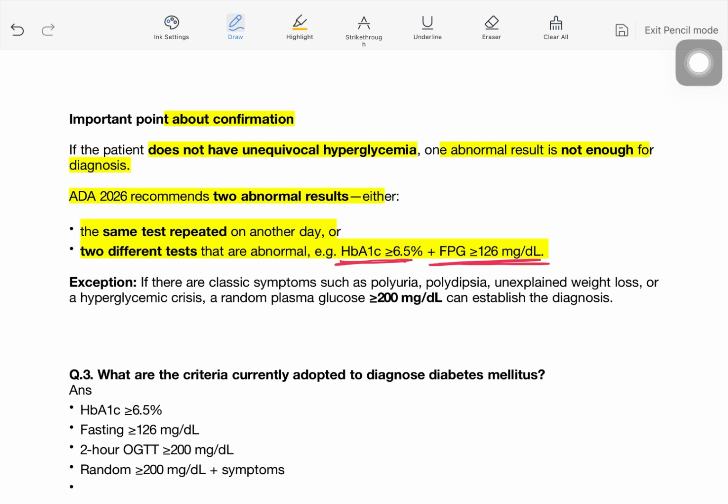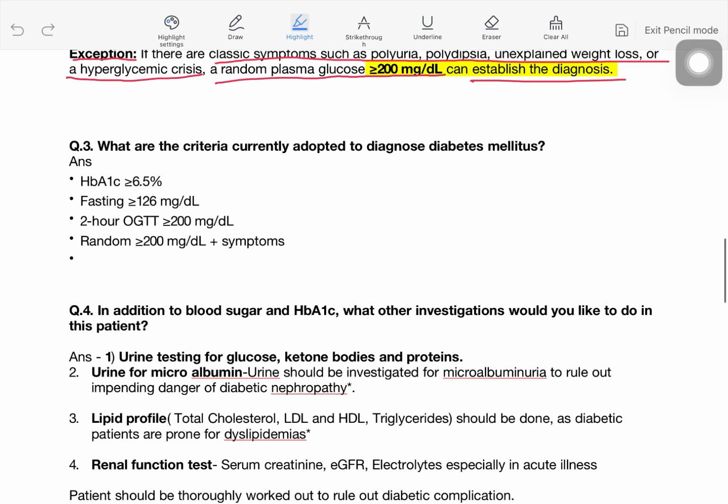There is one exception if there are classic symptoms such as polyuria, polydipsia, unexplained weight loss, or hyperglycemic crisis. A random plasma glucose of more than 200 milligram per deciliter can establish the diagnosis. Now let's move to the third question. What are the criteria currently adopted to diagnose diabetes mellitus?